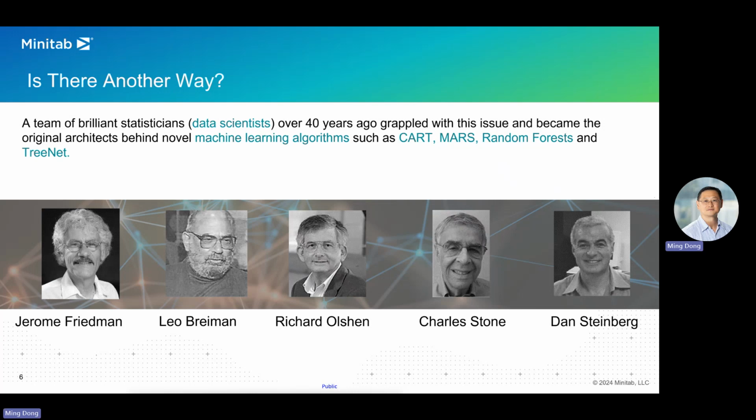Here is a list of architects behind the Minitab predictive analytics and machine learning algorithms. For example, we have Dr. Jerome Friedman, who is a professor of statistics from UC Berkeley. And also we have Dr. Leo Breiman, who is a professor of statistics from Stanford. Their papers were cited in hundreds of thousands of academic and professional journals.